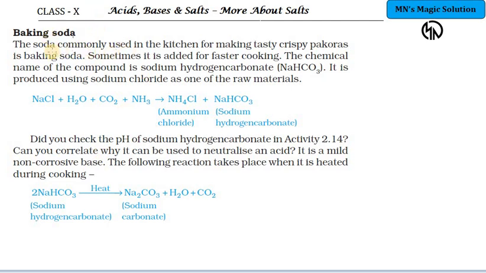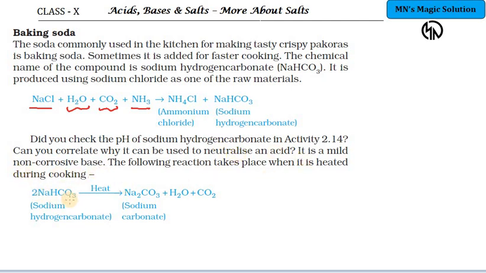The third heading that we are seeing is baking soda. How is baking soda obtained from sodium chloride? See, sodium chloride, I am going to treat it with ammonia in the presence of carbon dioxide and water. When NaCl is treated with ammonia in the presence of carbon dioxide and water, you get ammonium chloride and sodium hydrogen carbonate. And this sodium hydrogen carbonate is a mild non-corrosive base.